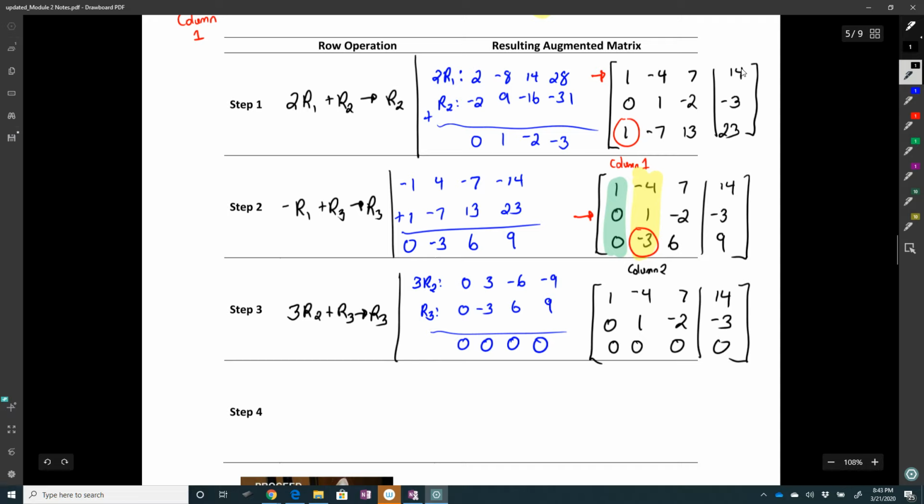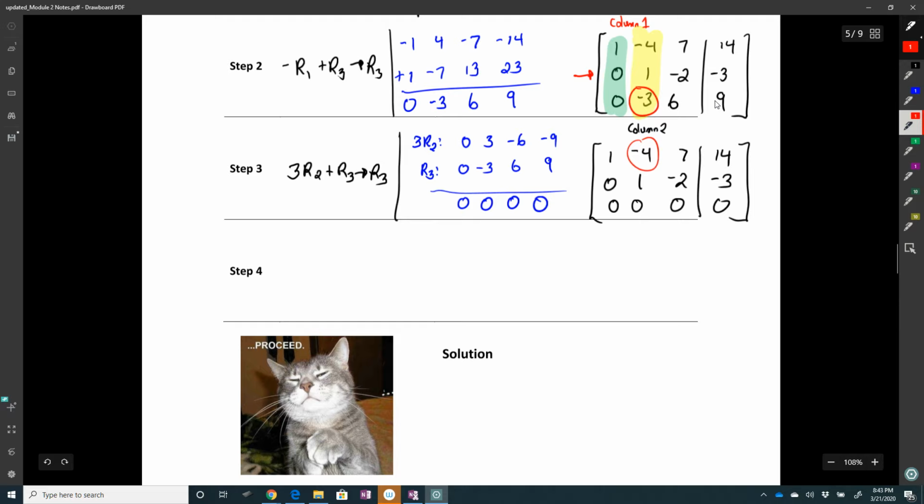All right. So now the last step is going to be to take care of this negative 4 up here. And again, I'm in column 2. So I'm going to use row 2 to kill it. So the opposite of negative 4 is positive 4. So 4 row 2 plus row 1 is going to give me my new row 1. So 4 times row 2 is 0, 4, negative 8, negative 12.